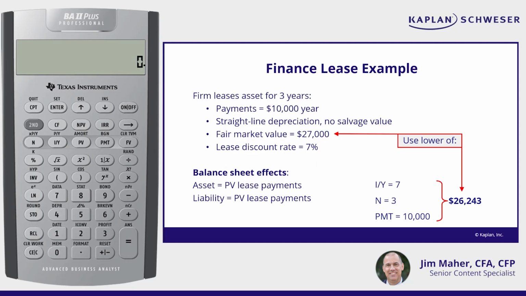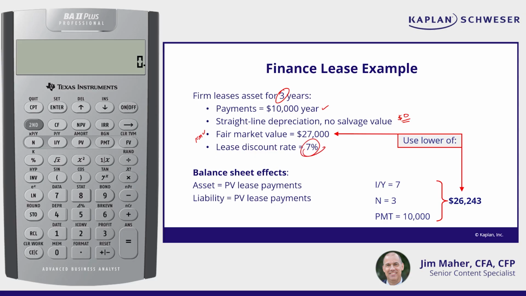So here we have an example. We've got a firm that leases an asset for 3 years. Payments of $10,000 a year, straight line depreciation, no salvage value at the end. Fair market value today is $27,000 and the lease discount rate is 7%.